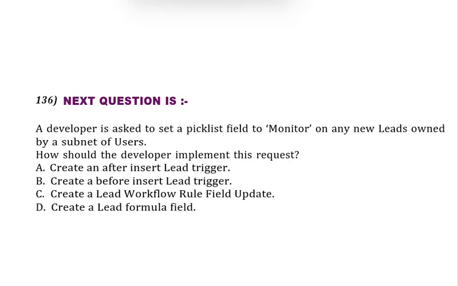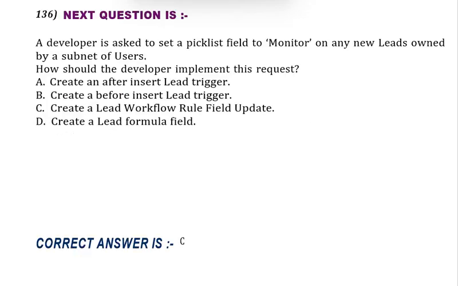Question is, a developer is asked to set a pick list field to monitor on any new leads owned by a subnet of users. How should the developer implement this request? Option A, create an after insert lead trigger. Option B, create a before insert lead trigger. Option C, create a lead workflow rule field update. Option D, create a lead formula field. Correct answer is option C.